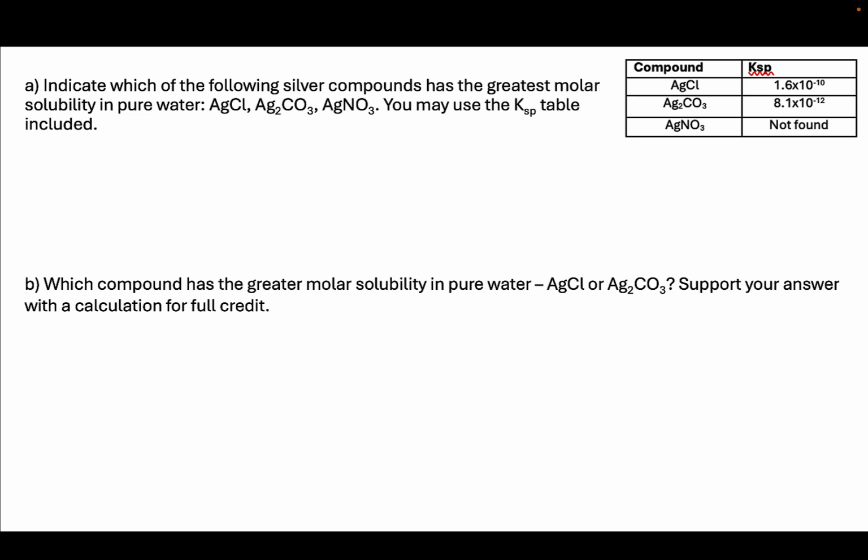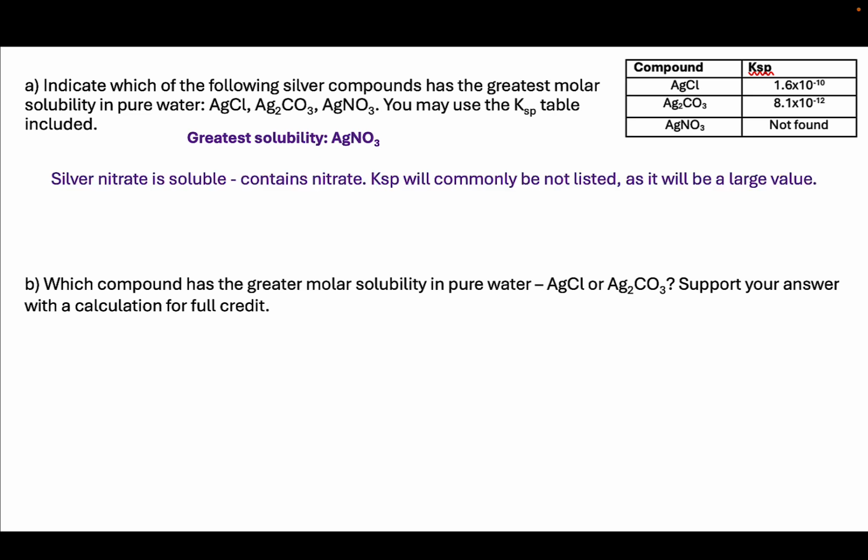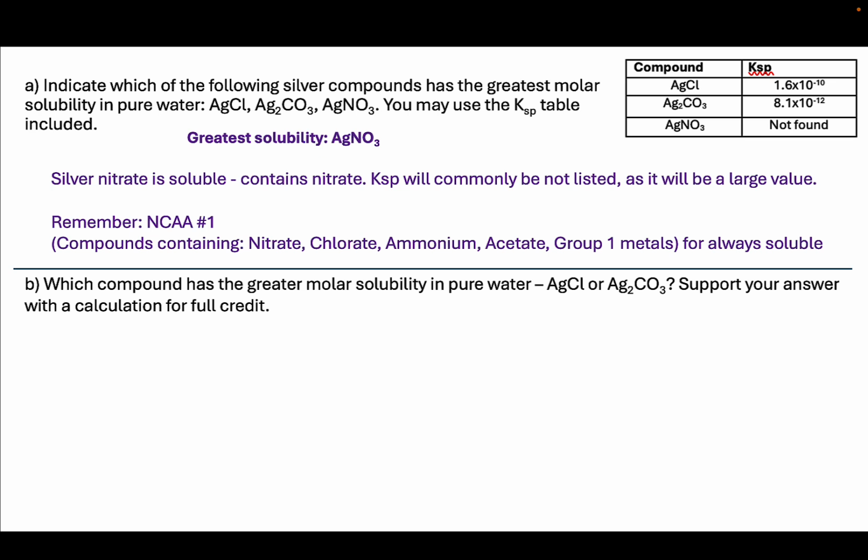It may seem strange that there's no Ksp found for the silver nitrate, but this simply indicates that it has the greatest solubility. It contains a nitrate, and that means that it is always going to be soluble. Remember, we had this general rule, NCAA number 1, which indicates that if the compound contains nitrate, chlorate, ammonium, acetate, or a group 1 metal, it will always be soluble.